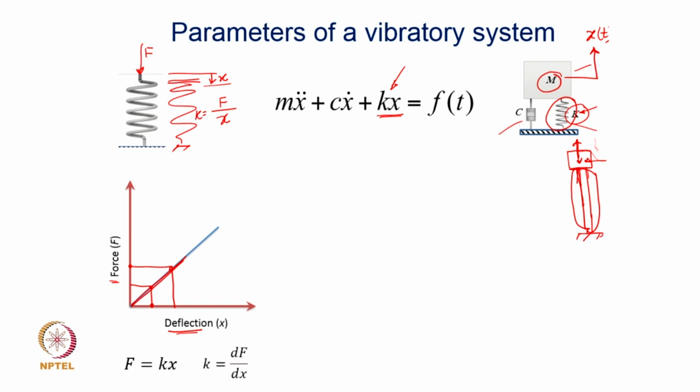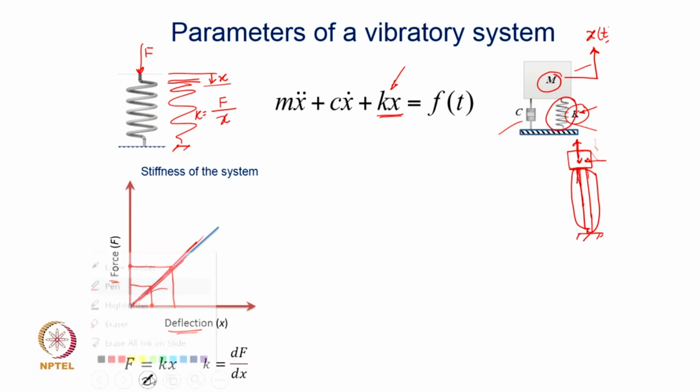However, k is basically equal to df by dk. You find out the slope of this curve, which, being a straight line, is going to turn out to be a constant value. So, that is the stiffness of your system.